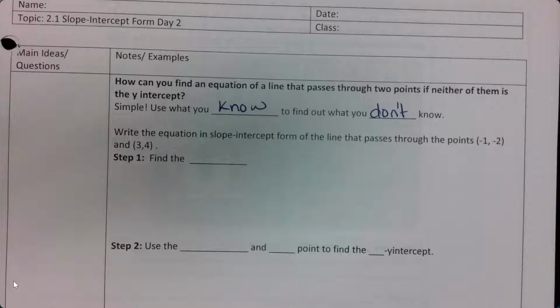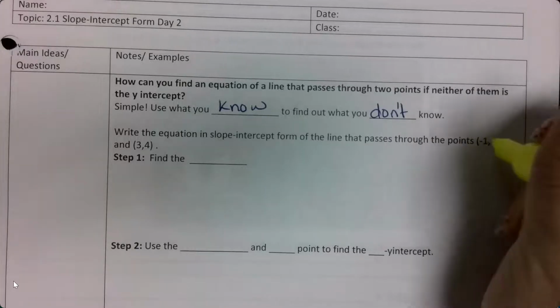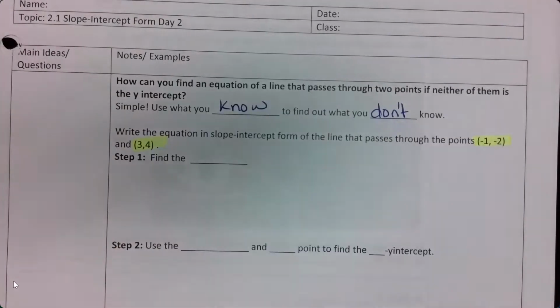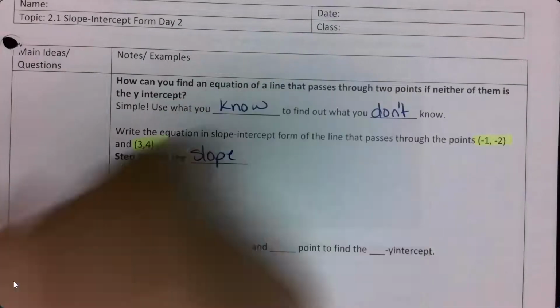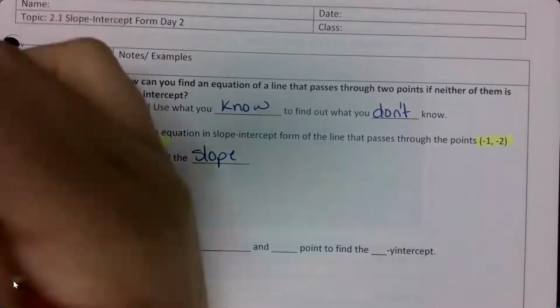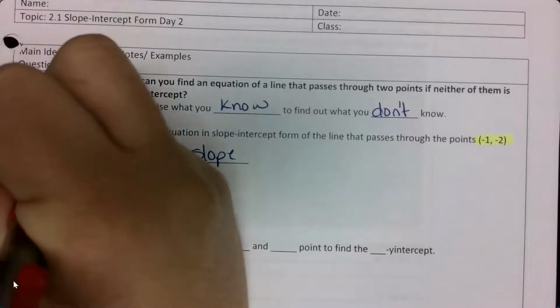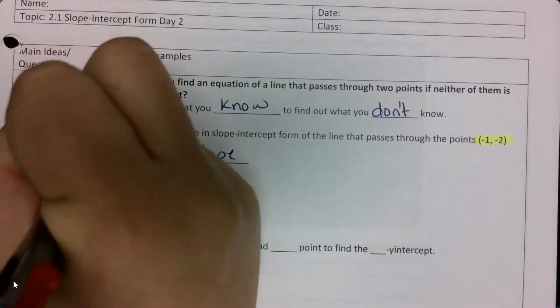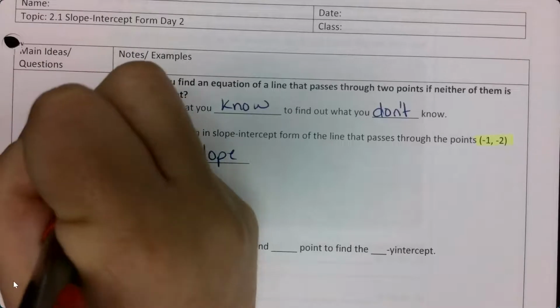Okay, so this wants me to write the equation in slope-intercept form of the line that passes through the points (-1, -2) and (3, 4). So what do I need to first find here? The slope. Yes. Remember, our slope formula is m equals y2 minus y1 over x2 minus x1.